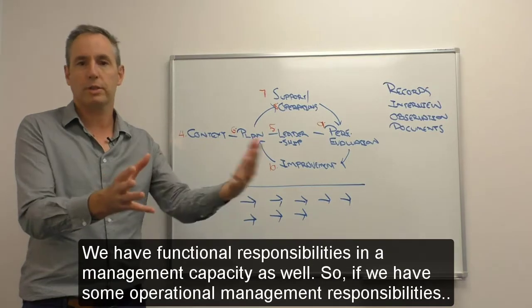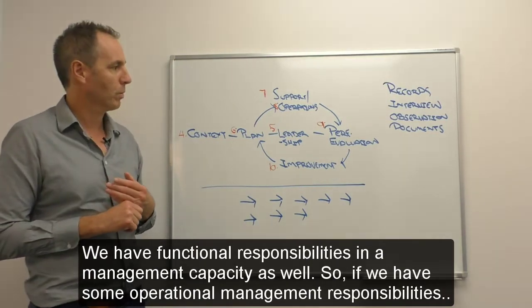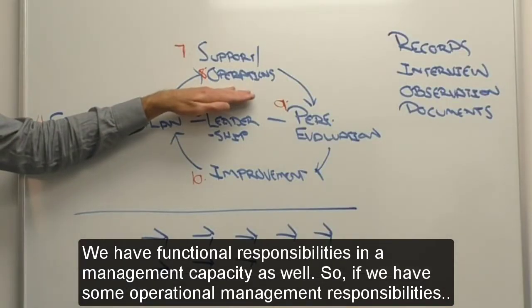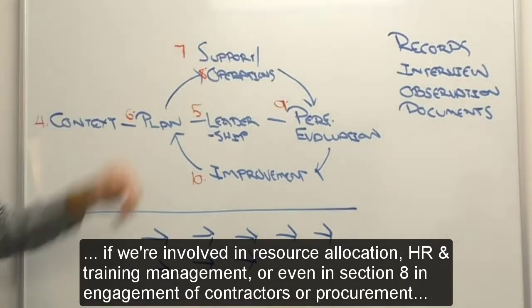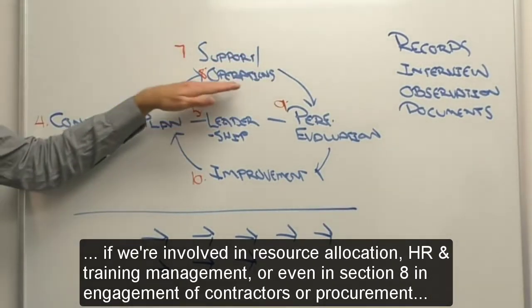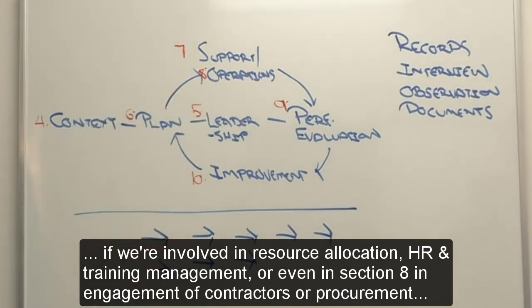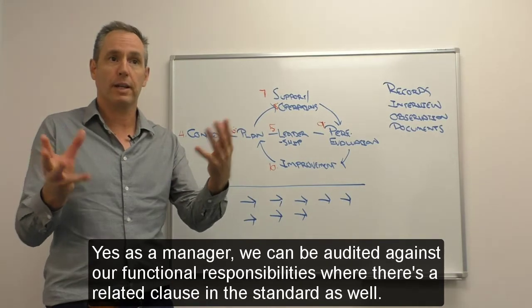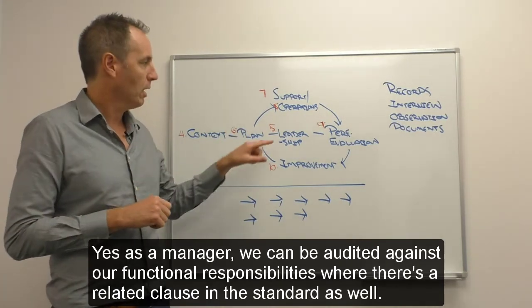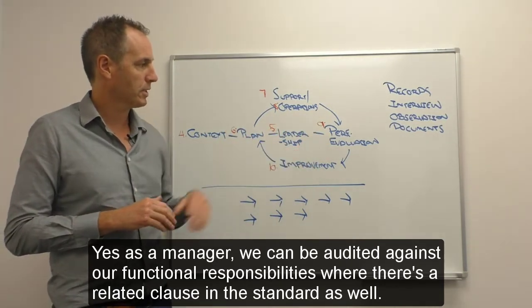We have functional responsibilities in a management capacity as well. So if we have some operational management responsibilities, if we're involved in resource allocation, HR and training management, or even in Section 8, engagement of contractors or procurement, yes, as a manager we can be audited against our functional responsibilities where there's a related clause in the standard as well.